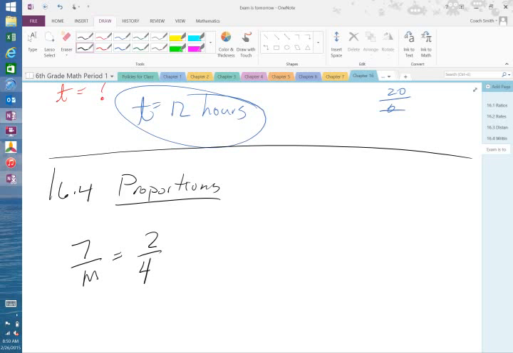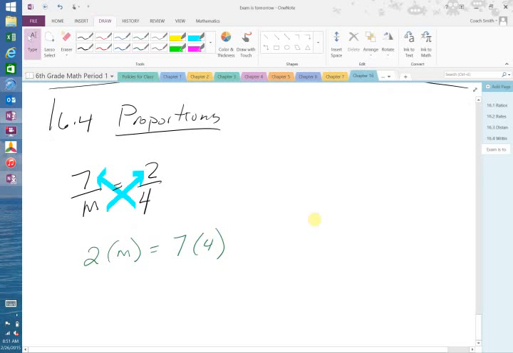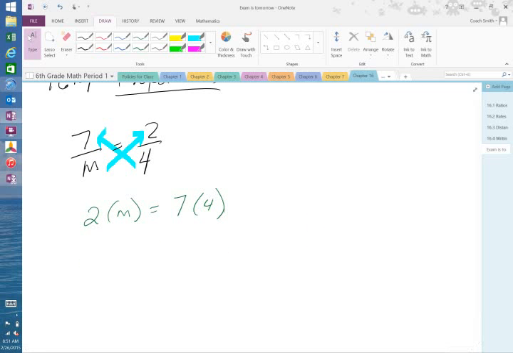Brandon? Cross multiply. Had half of it right. Y'all are saying cross, but no, we cross multiply. So we take m times 2 and 4 times m. So that would be 2 times m is equal to 7 times 4. Okay, and that gives me 2m equal 28.